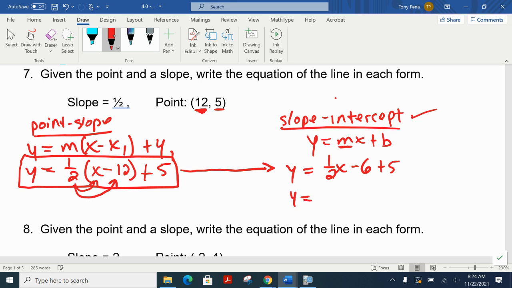Notice how you have like terms. You have 1/2 x. Combine these like terms to get a negative 1. Isn't this now in slope-intercept form? Yeah, and we know our y-intercept is actually a negative 1. So that is our slope-intercept form for that equation. Okay?